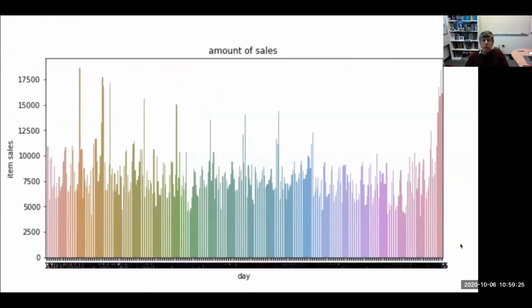What about this? Who here likes this plot, thinks this is a good plot? Who here thinks it's a bad plot? Any comments?